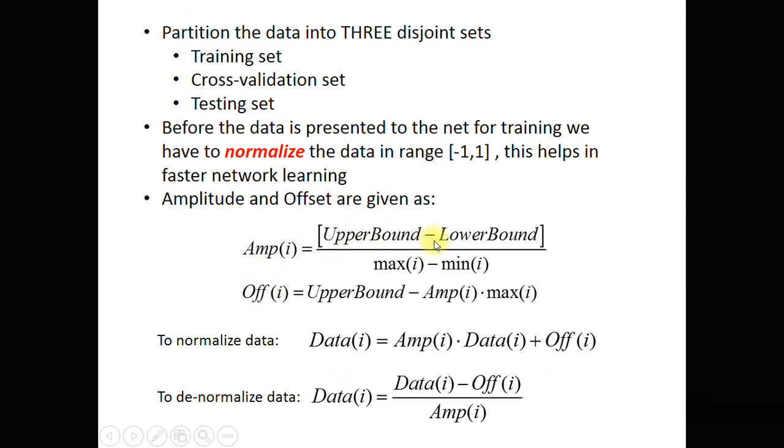Amplitude is given as upper bound minus lower bound divided by maximum minus minimum. Offset is given as upper bound minus amplitude multiplied by the maximum. To normalize the data, we simply multiply it by amp and add the offset. To denormalize, I subtract the offset and divide by amp. Normalization has to be done before we start the training, and denormalization after we complete the training, respectively.